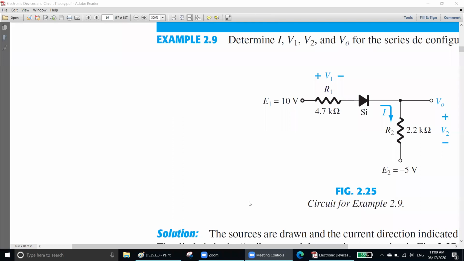I should not be removing it. So 14.3 equals V1 plus V2. That was the answer. I will tell you to find something from here. Okay.